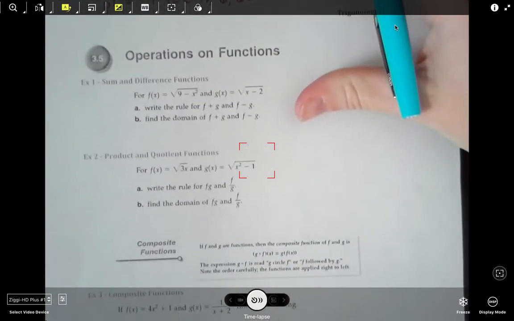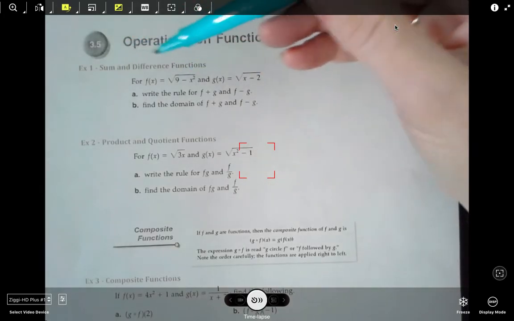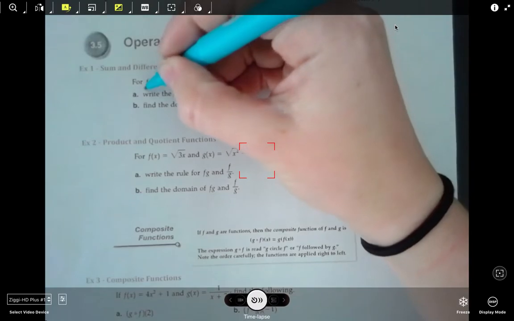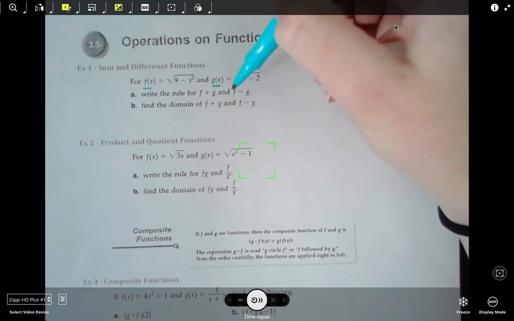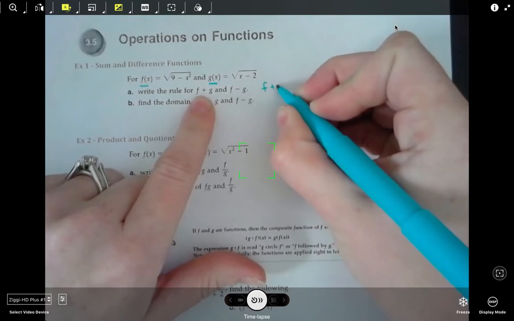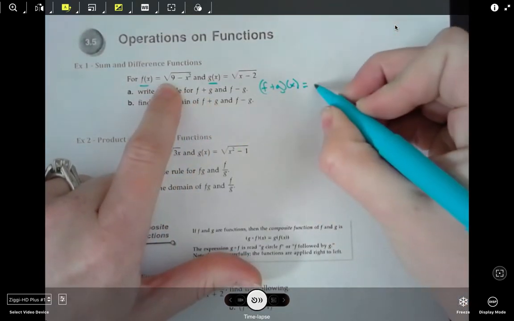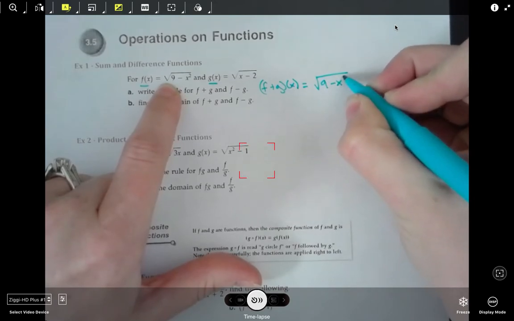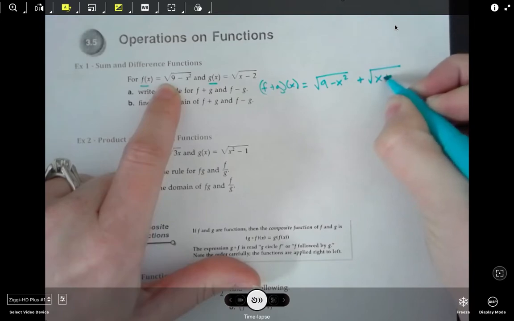So, example 1. They're just having you do sum and difference, which means adding and subtracting. Basically, you have two different functions, f and g. They might be called something else like h and k or whatever. And they want you to write the rule for f plus g and f minus g. Okay, so f plus g of x, which is written like this. Basically, you're doing the square root of 9 minus x squared plus the square root of x minus 2.